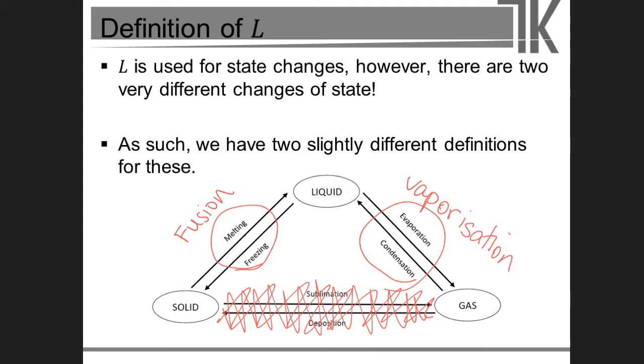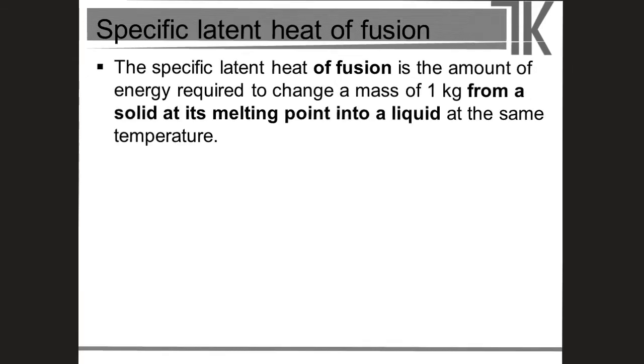Okay, so there's no U in there, just vaporization. And we're going to have a look at fusion first, so going from a solid to a liquid or a liquid to a solid. So the specific latent heat of fusion is the amount of energy required to change a mass of 1 kilogram from a solid at its melting point into a liquid at the same temperature.